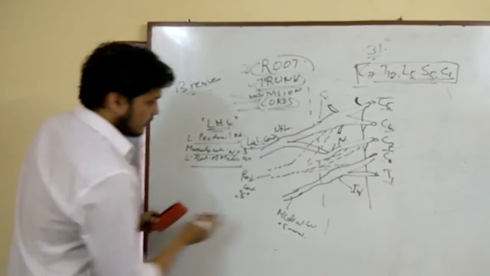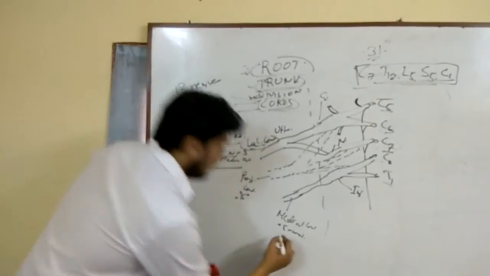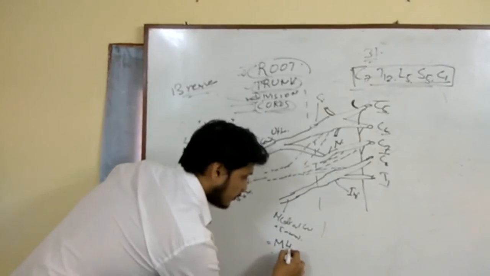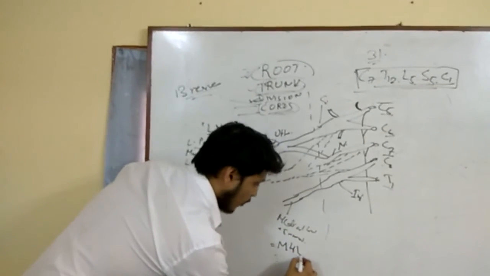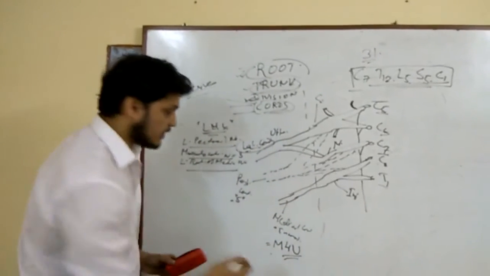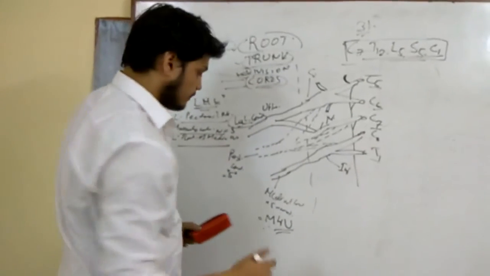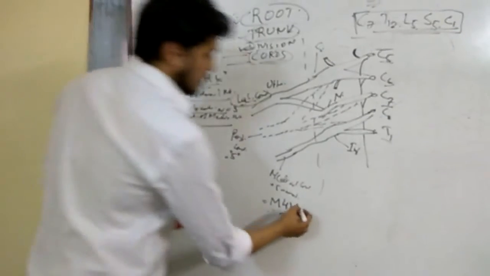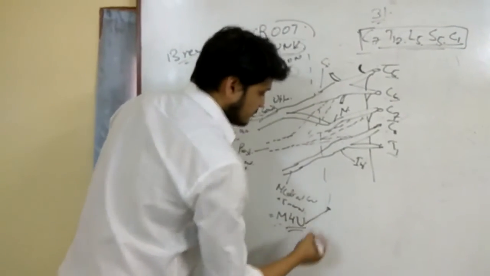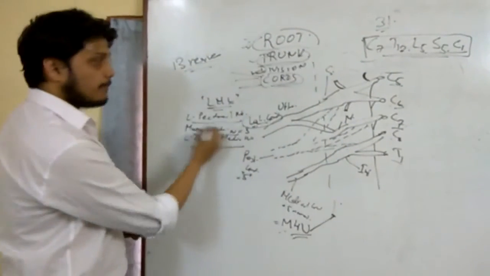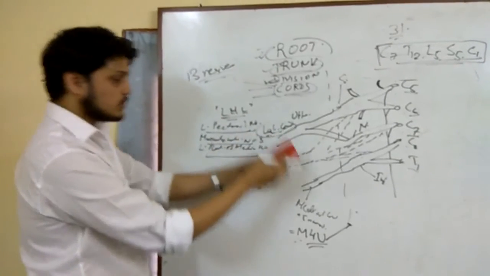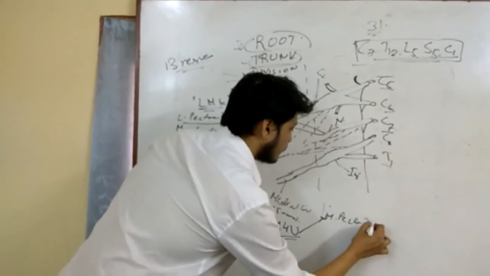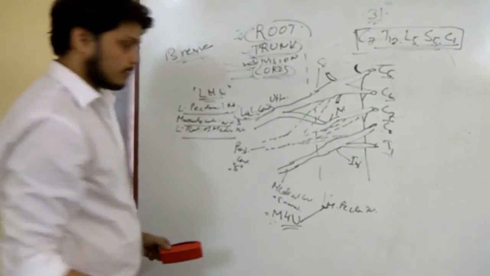Then we come into the medial cord. The medial cord will give me also 5 nerves, and I remember by mnemonic M4U. So there are 4 nerves starting with M and 1 starts with U. So what are these 4 M? Since we have a lateral pectoral nerve here from the lateral cord, we have a medial pectoral nerve from the medial cord.